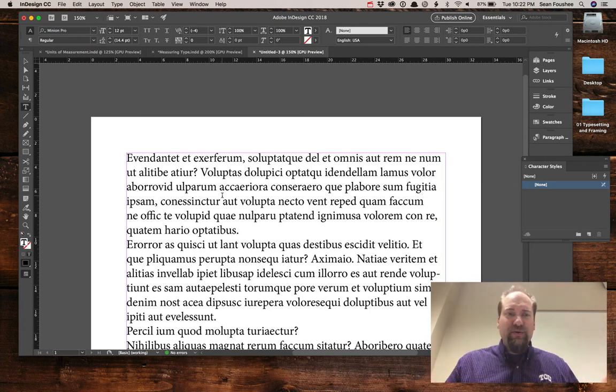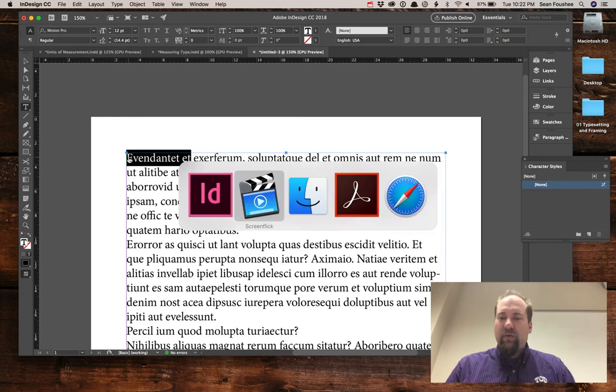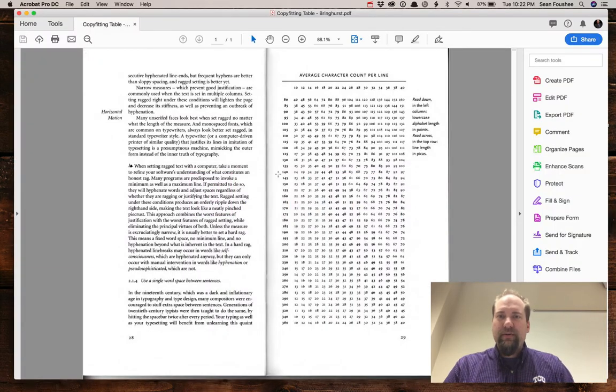But that's great if we're counting characters, but I don't want to sit here and have to go 1, 2, 3, 4, 5, 6, 7. This would get boring very, very quickly. So how do we do this? Well, that's where this copy fitting table comes into play. So I have this copy fitting table right here, actually already queued up.